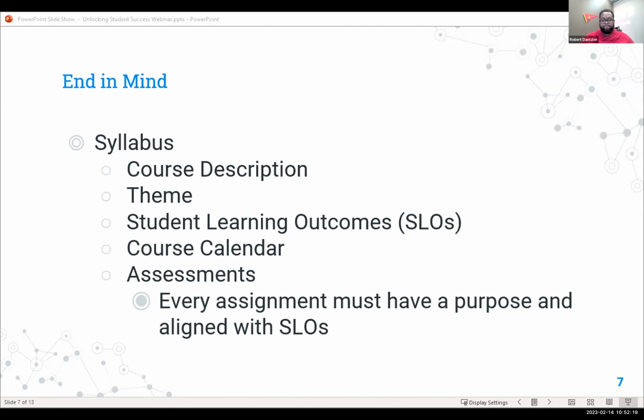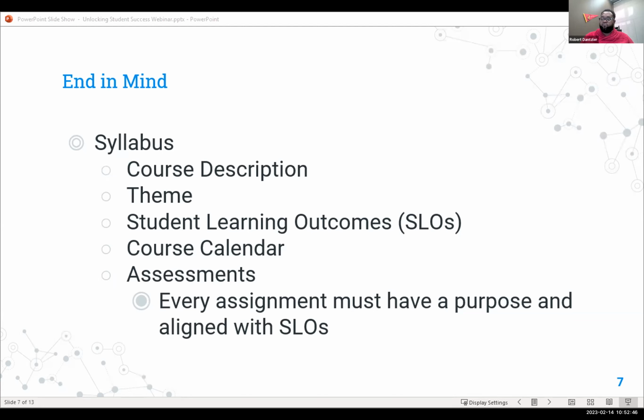Sure. So Professor, how do you ensure that students are aware of the relevance and importance of the student learning outcomes outlined in the syllabus? Okay, give me that question again. I'm sorry. Yeah, so how do you ensure that students are aware of the relevance and importance of the SLOs outlined in the syllabus? Yeah, I mean, of course, I go over it.